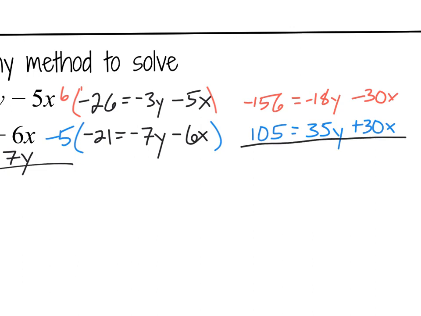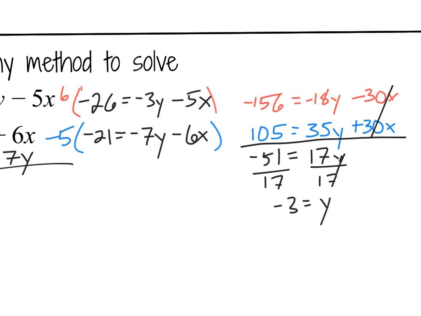Combining these two equations together, my x's will drop out, and a negative 18 and a positive 35 is going to get me 17, and so we wind up with 17y equal to, and then of course we're taking 156 and the 105, the negative 156 to get a negative 51. Dividing both sides by 17 will give me a negative 3 equal to y.